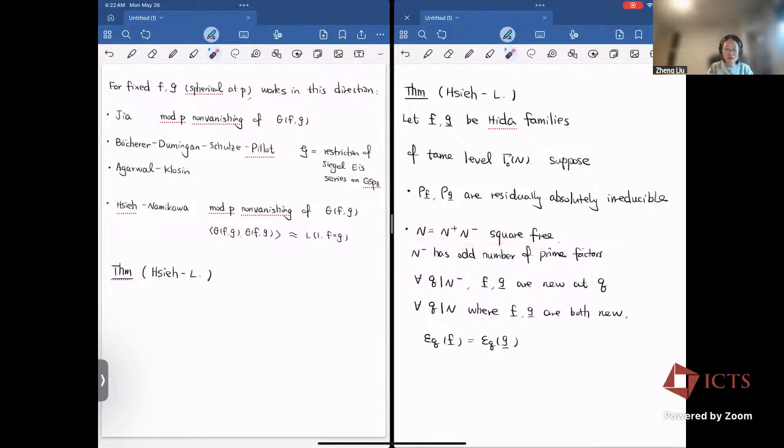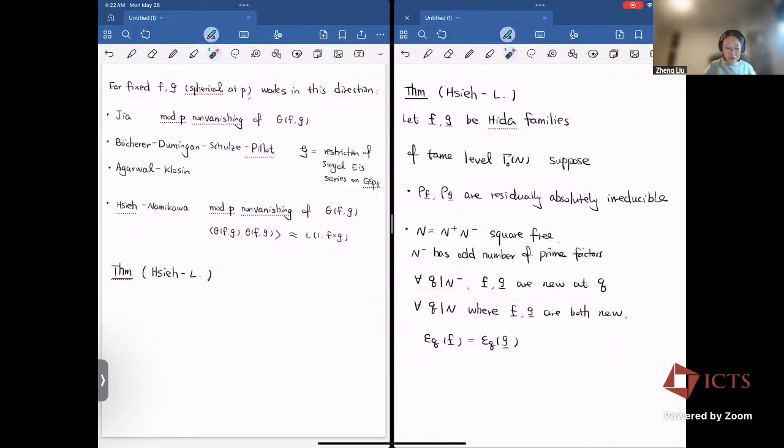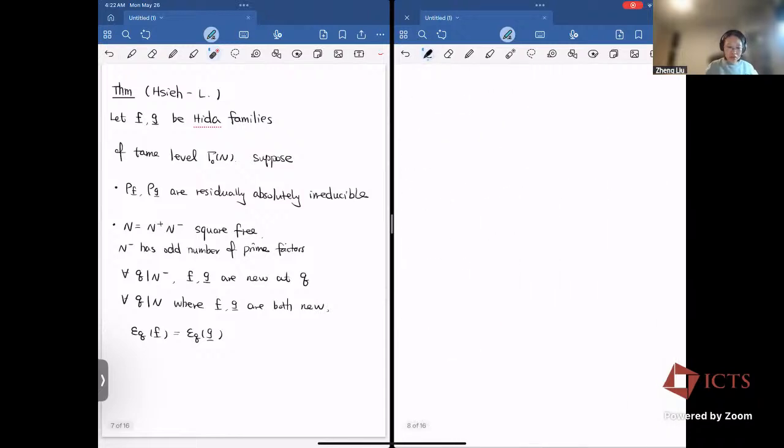So basically at Q dividing N−, F and G are both Steinberg. And then for Q dividing the conductor, the level N, where both of them are new, I want to assume that they have the local signs equal. So these are the conditions. And then I will state the result.